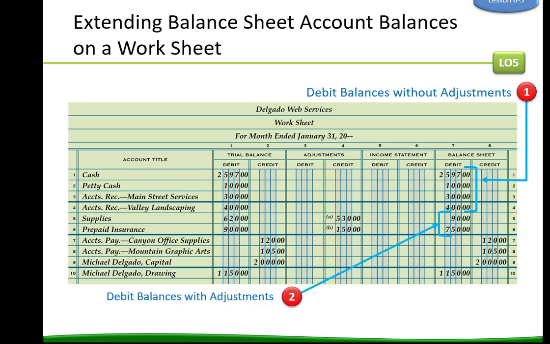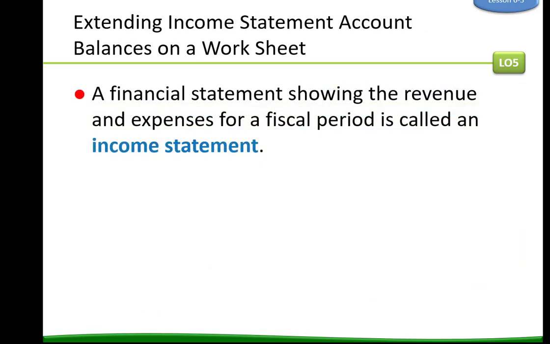And so we are going to pull over all of our debit balances that didn't have any adjustments, just drag those numbers over. The ones that have adjustments, we will subtract that number. So on supplies, we take $620 minus $530, and we end up with $90. On prepaid insurance, we have $900 minus $150, and we have $750. Then we are going to do the same thing with pulling over our credit balances. And then the last one you pull over is your drawing account.